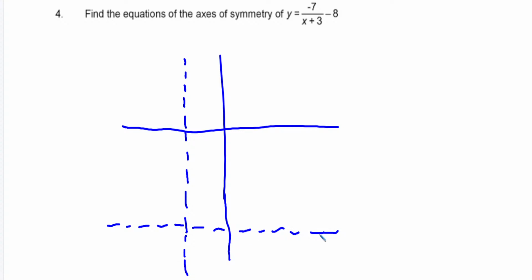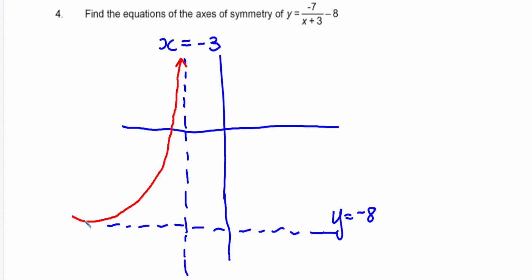Okay, this line is y equals negative 8. This line is x equals negative 3. This, by the way, is a hyperbola in quadrants 2 and 4, right? But it's been shifted 3 to the left and 8 down. So it's gonna look something like this. Don't do what I've just done there and suggest that this is bending away from the asymptote. It doesn't do that. Okay, and over here it does something like this.